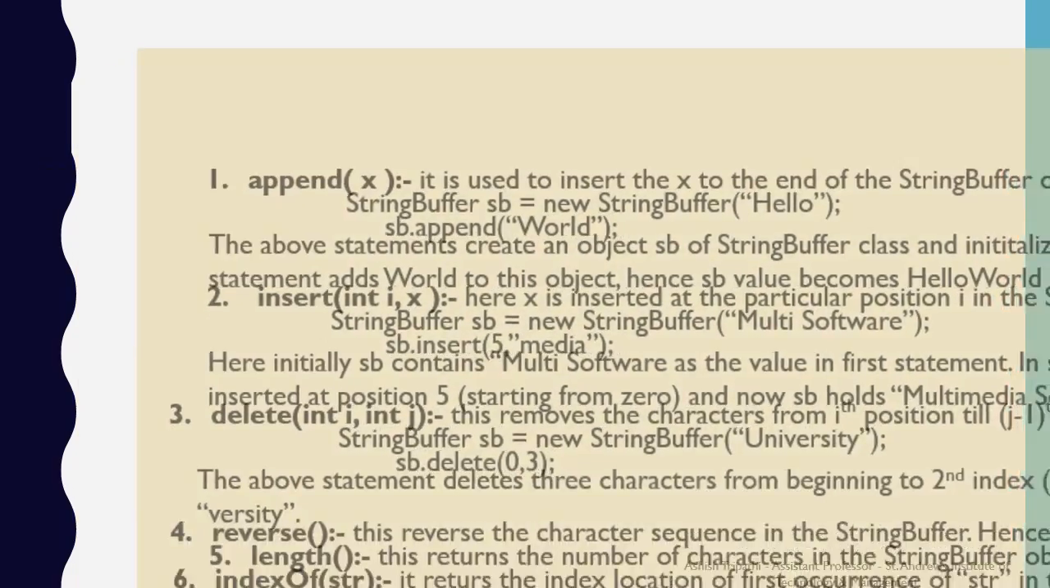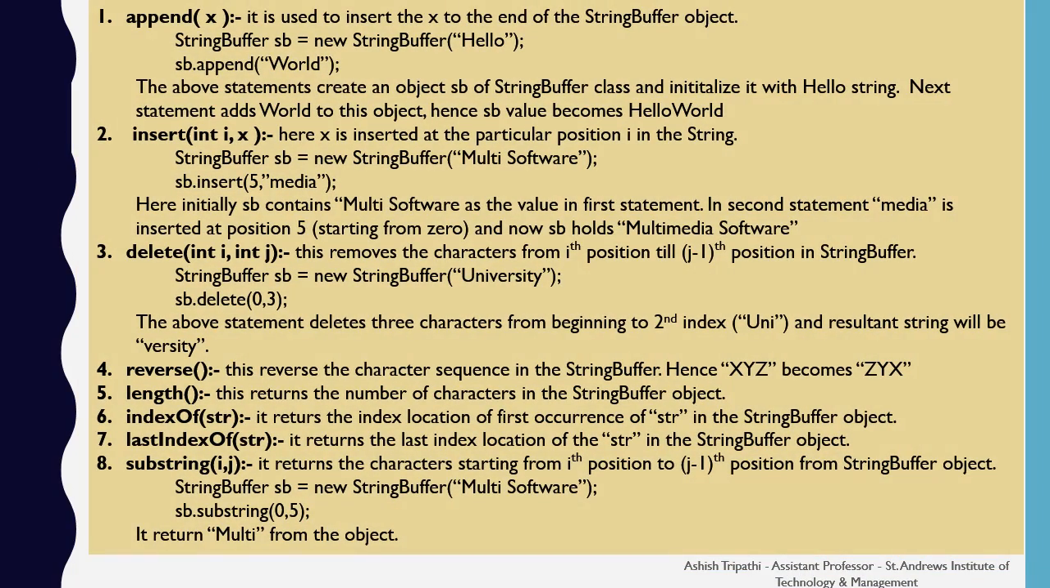Here is a list of the StringBuffer methods. The first method is append. It is used to insert the X to the end of the StringBuffer object. For example, we have created an object sb of the StringBuffer class and provided a string, that is "Hello". Next, we have appended "World" to the StringBuffer. That means "Hello World" will become the new string.